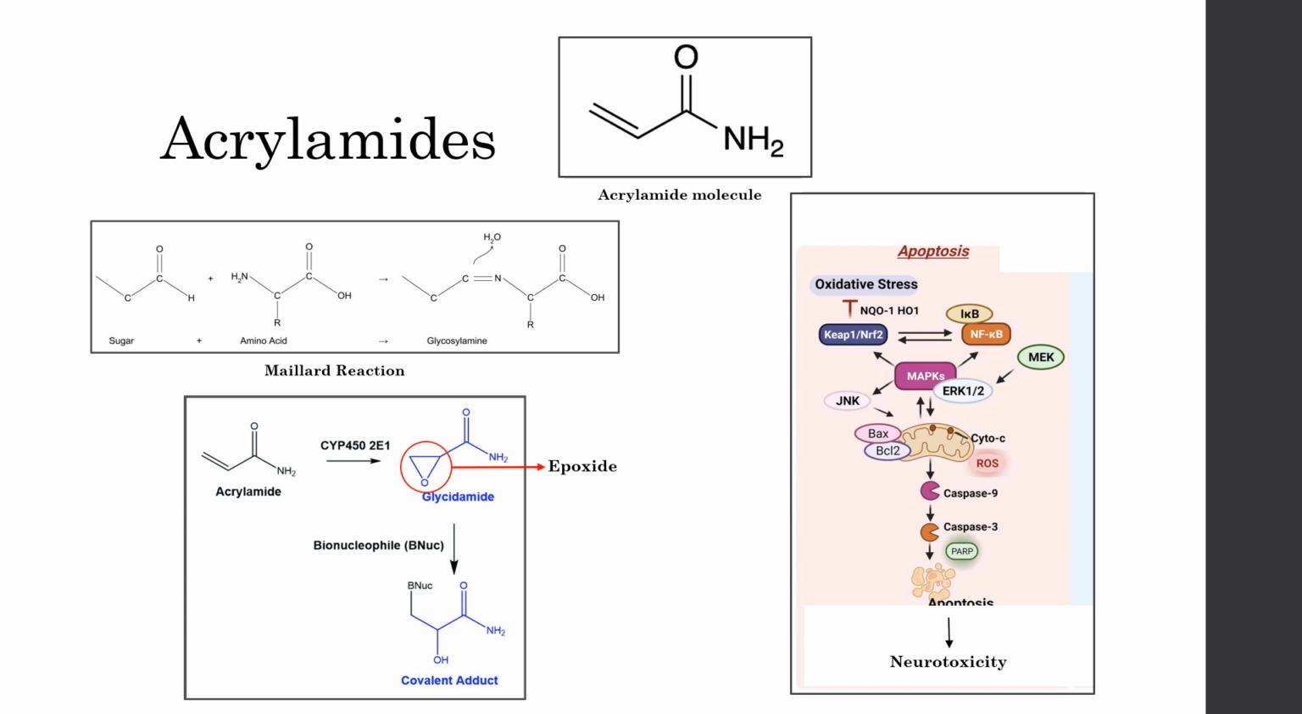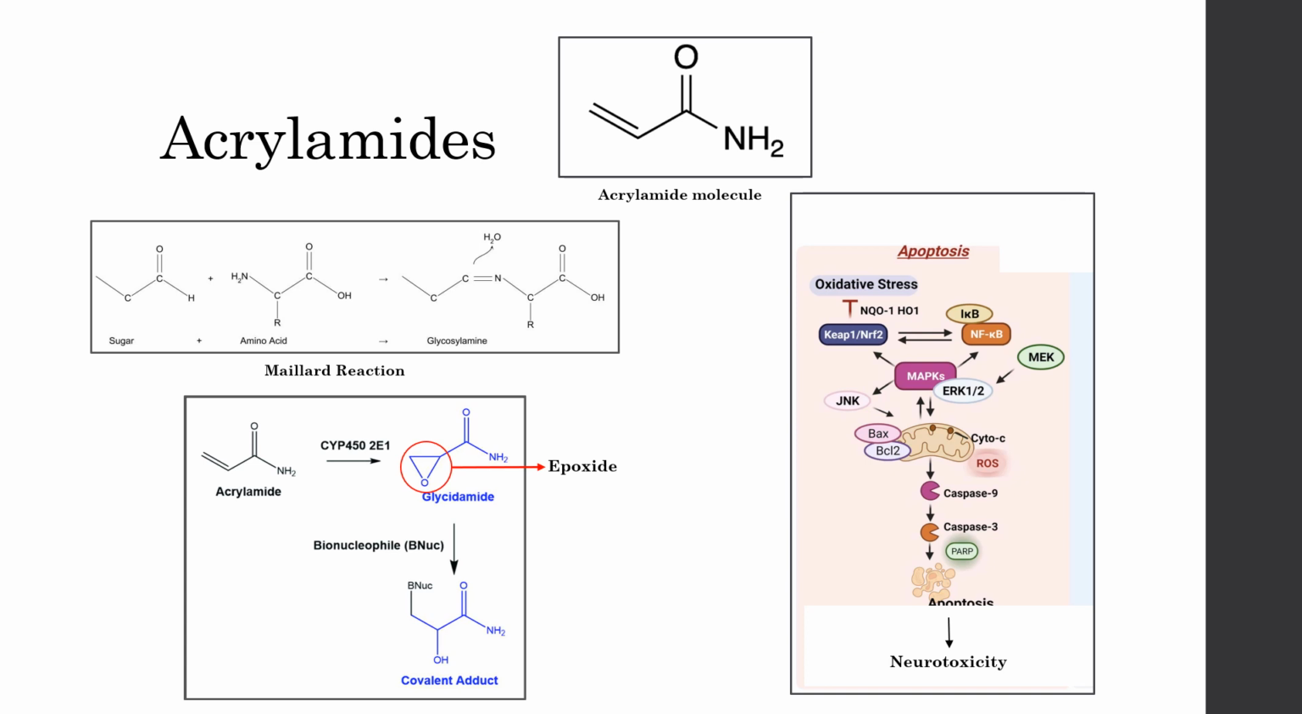We do know, however, that acrylamide is formed in foods through an endothermic reaction called the Maillard reaction, which is very popular because it is known to lead to the browning of carbohydrate foods such as toasted bread and French fries. You can appreciate this reaction in this picture.